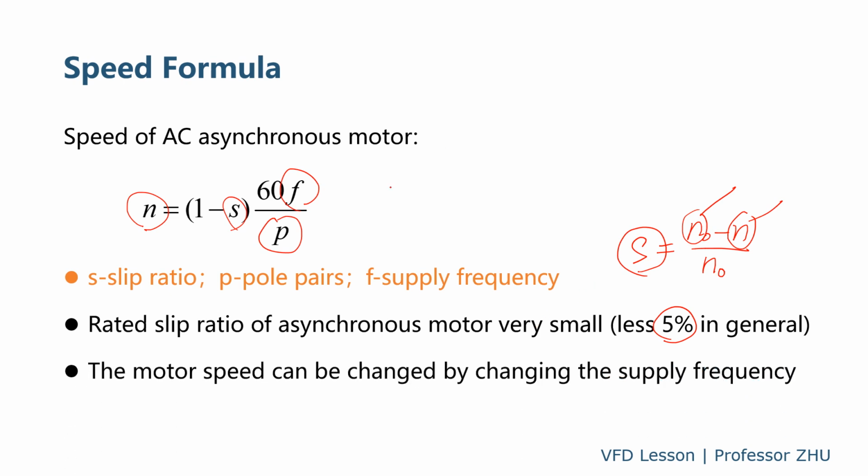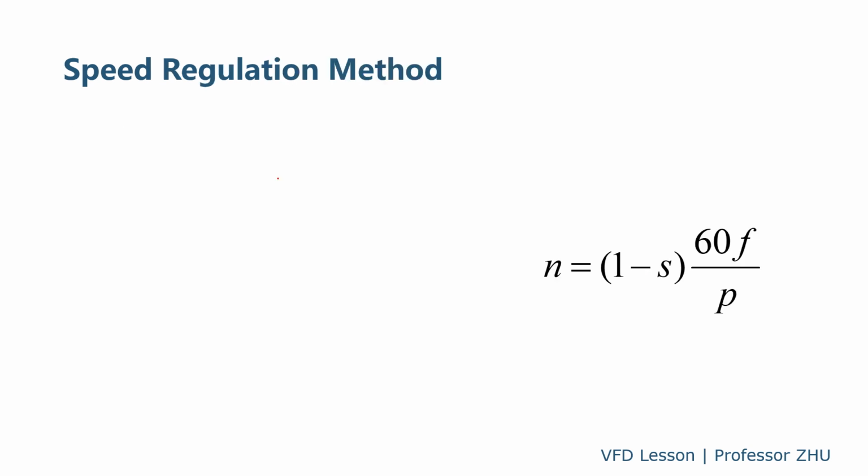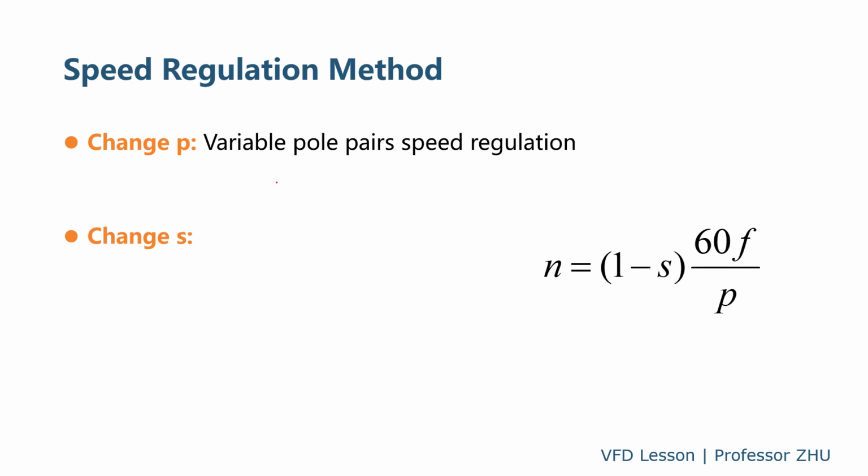So you can see by changing the frequency of the motor, the motor rotational speed can be changed at the same time. It means the speed and the frequency are in a linear function. So we have different ways to change the motor speed.